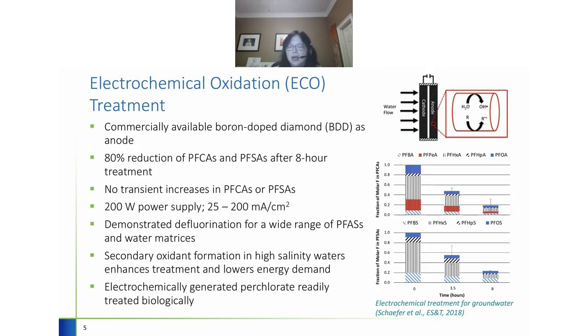We do know that if the water has high salinity, it can enhance the electrochemical destruction of PFAS. However, it can also generate perchlorate through secondary oxidation. We found perchlorate generation is very difficult to avoid, particularly when we deal with real water samples. But fortunately, perchlorate is relatively easy to degrade biologically. So we suggest we need a contingency plan to include a post-treatment unit to degrade perchlorate. Next slide.